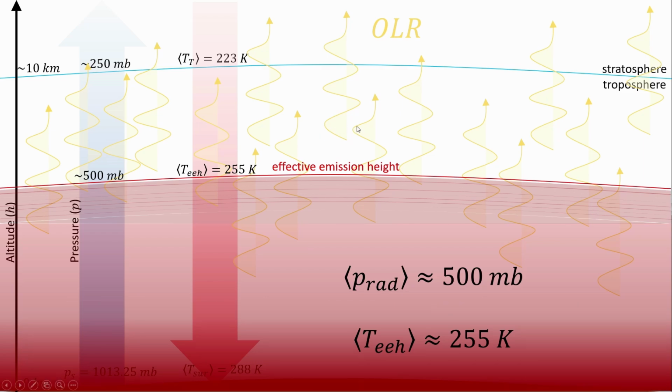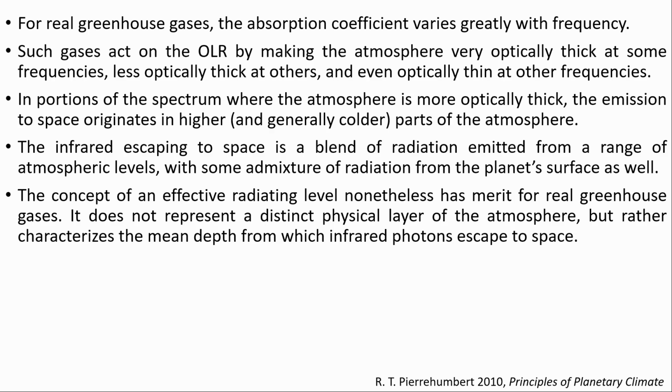Above that it's going to absorb a lot less, so radiation that's emitted at the effective emission height or higher is going to have a very small chance of getting reabsorbed by another molecule because there is so much less of the molecules up there. But the concept of an effective radiating level, or as I've been calling it, the effective radiating height, nonetheless has merit for real greenhouse gases. In other words, it's a decent model for thinking about it.